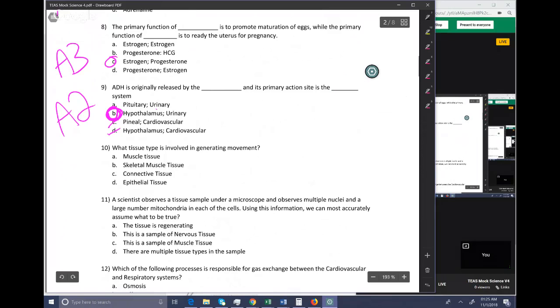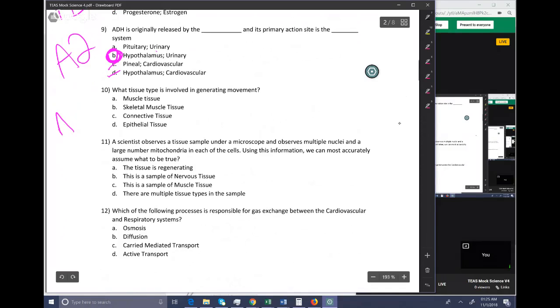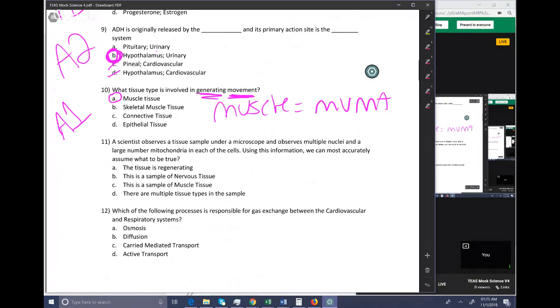10 says, what tissue type is involved in generating movement? That is from Anatomy 1. And that is always going to be muscle. Muscle cells, muscle tissue, and muscles. Anything that involves the word muscle, that is the only thing that can actually produce or generate movement. No other tissue or cell type can do that. 11 is from Anatomy 2. Yeah, Anatomy 2 with the muscular system.